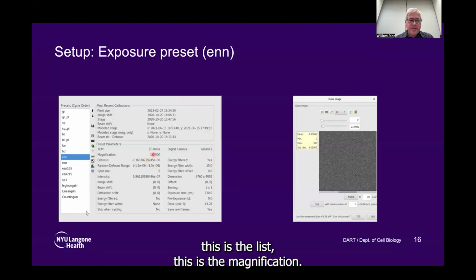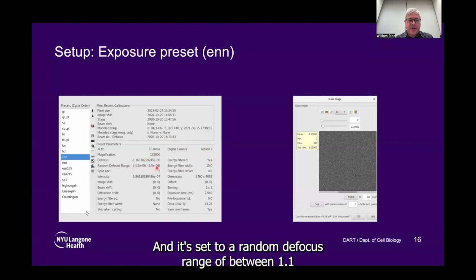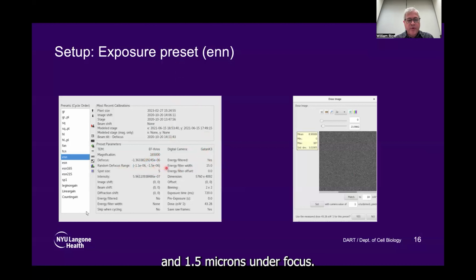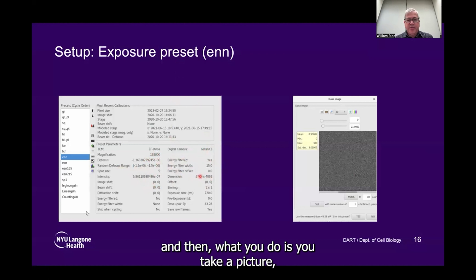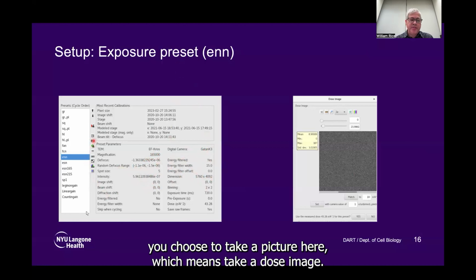So you can see this is the list of the magnification. It's set to a random defocus range of between 1.1 and 1.5 microns under focus. The beam size is 596 nanometers. It's set at binning 2. And then what you do is you take a picture. You choose to take a picture here, which means take a dose image.